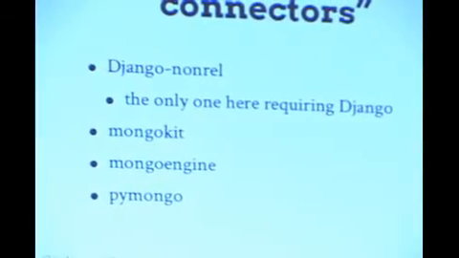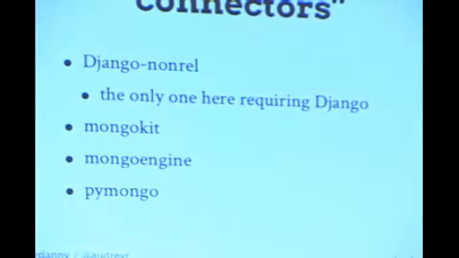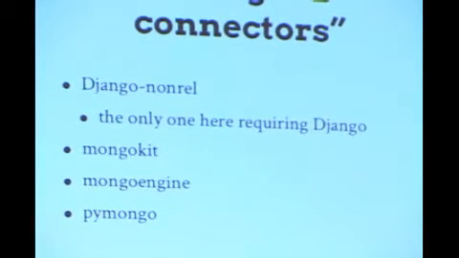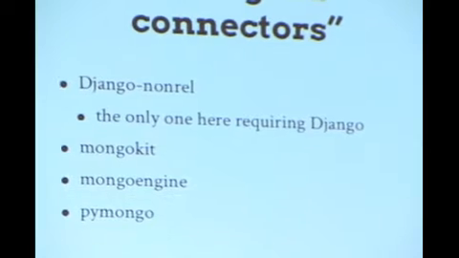So the first one is Django non-rel, which is Django based. That's the only one. But then there's also Mongo Kit and Django Engine, a couple of object mappers, kind of the equivalent of an ORM. And the last one is Pymongo, which is more low level.